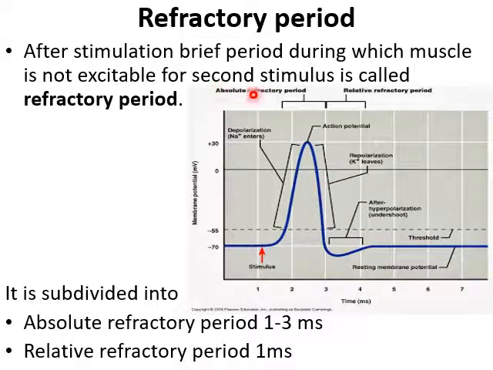That is the period during which the absolute refractory period is there, that is, a stimulus of any strength would not elicit another response, another action potential, in the skeletal muscle. And then there is a relative refractory period which lasts for about 1 millisecond. That is the part of the repolarization phase and hyperpolarization phase. During this phase, if a stimulus is given, there is every chance of expecting a response. That's why it is called a relative refractory period.